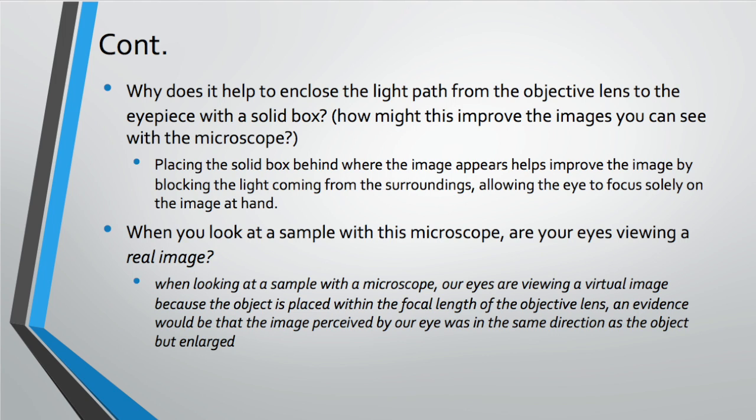And when looking at a sample with a microscope, our eyes are viewing a virtual image. This is because the object is placed within the focal length of the objective lens, which is evidence that the image perceived by our eyes is in the same direction. But obviously it thus is a virtual image, and it also is enlarged because of this.